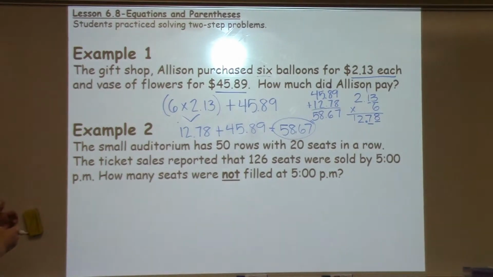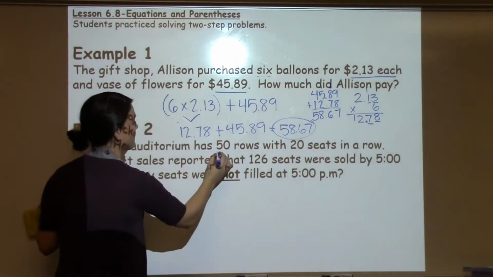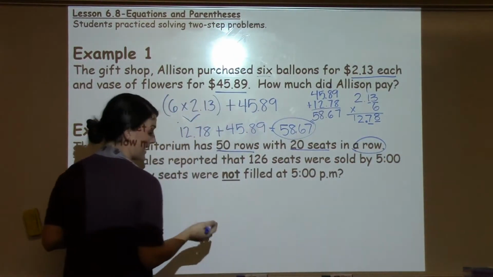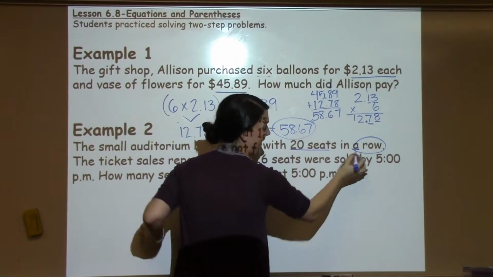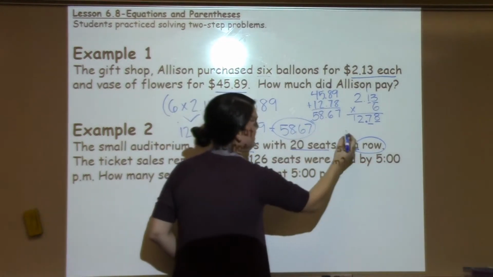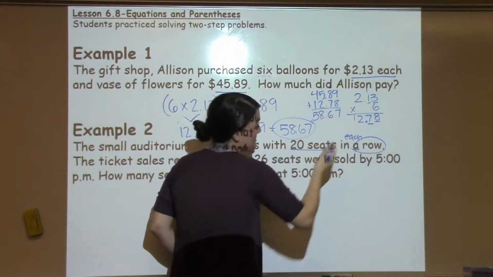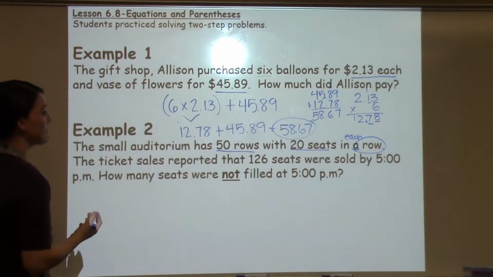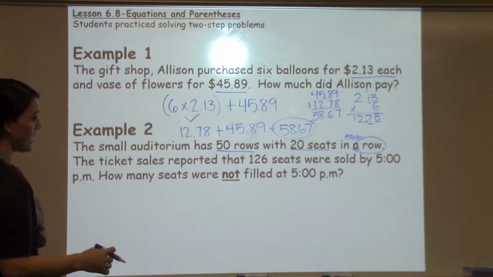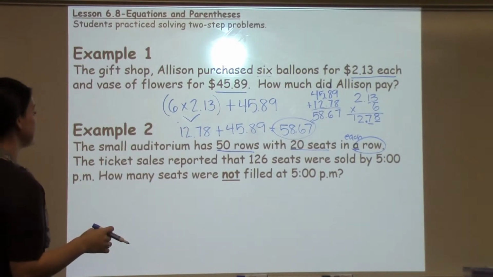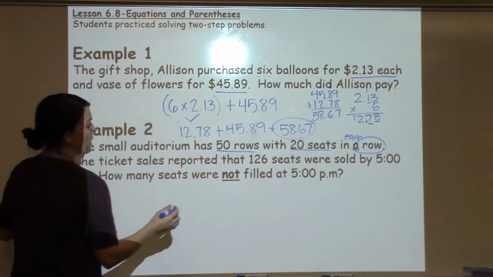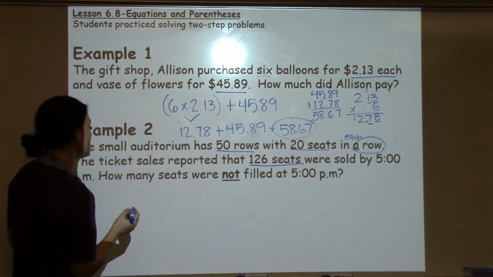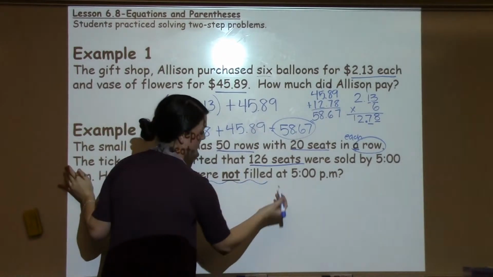So example 2 says, the small auditorium has 50 rows with 20 seats in a row. Now we tell students that even though this "a" is just a little word and we use it all the time, in math it's the same as each or per, which helps us work with multiplication. So I've got 50 rows, and in one row there's 20 seats. The ticket sales reported that 126 seats were sold by 5 o'clock. So how many seats were not filled?